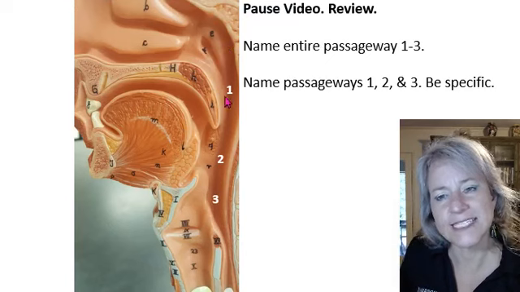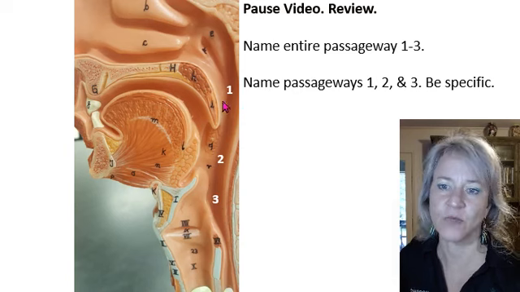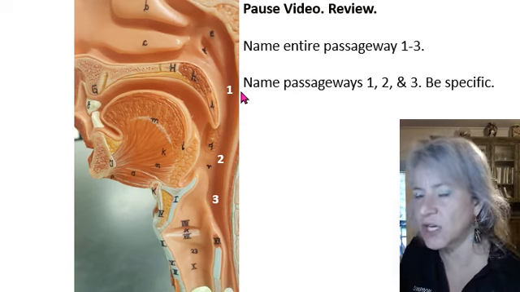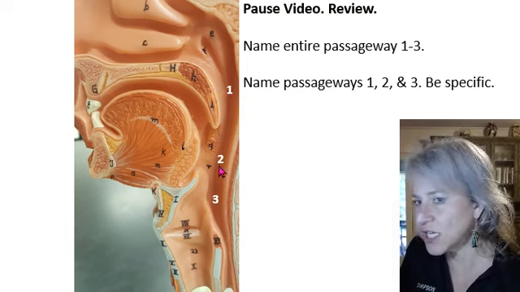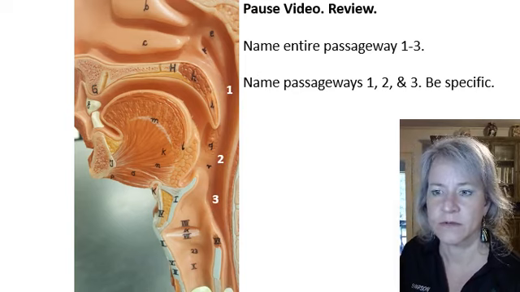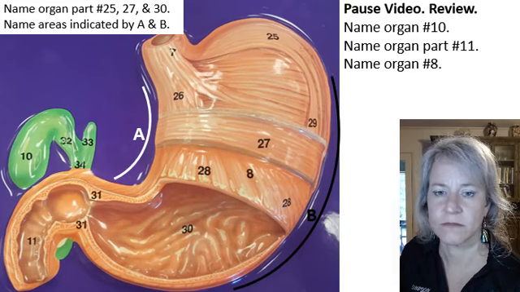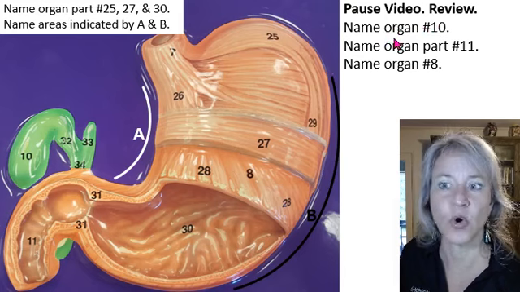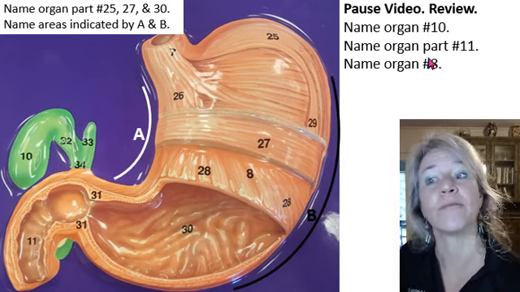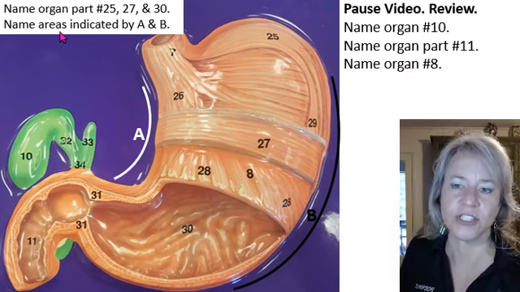For this one, the entire passageway, 1, 2, and 3, that's just going to be the pharynx. But then what is it called just right here? What is the specific name of it just right here? And what is the specific name of it just right here? There is always a clue in the questions. Name the organ, name the part of the organ, name the area. So there's always a clue in the question.